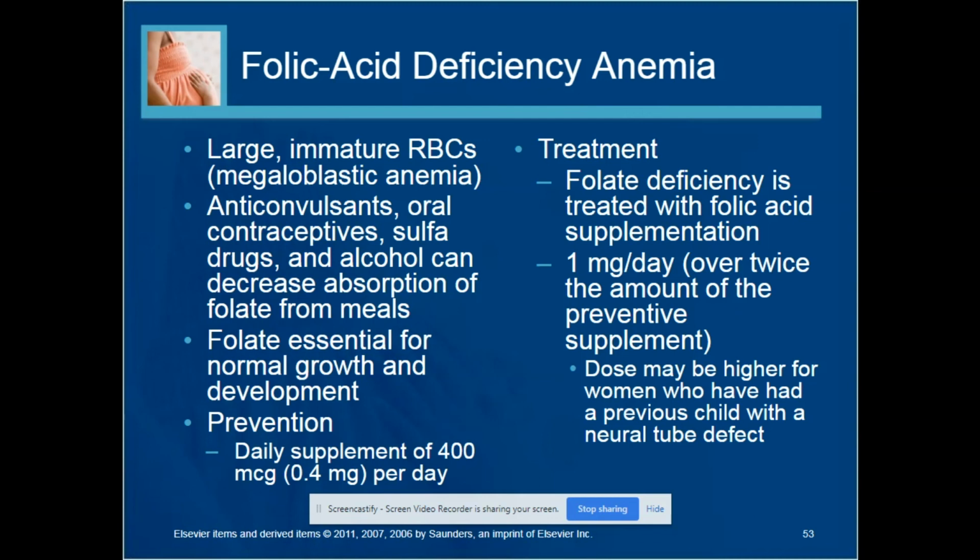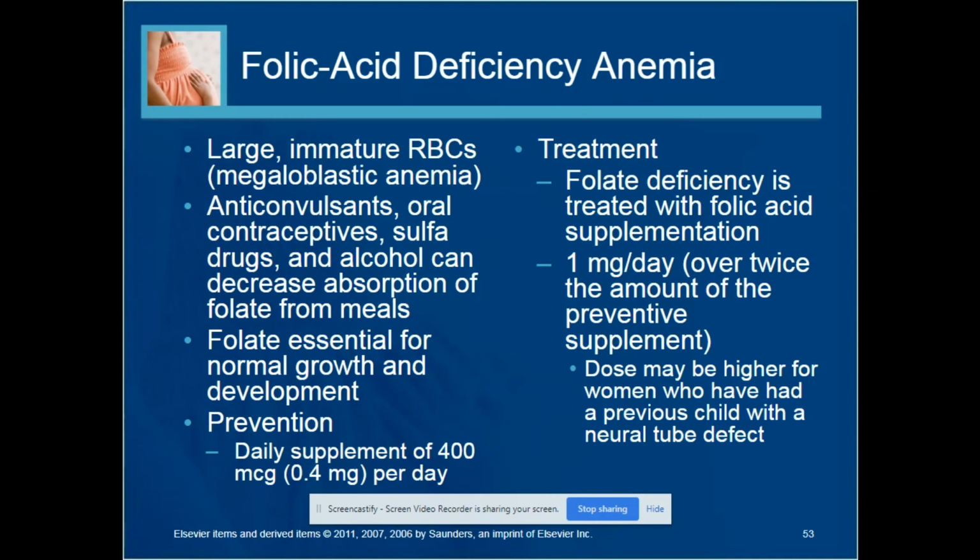Anticonvulsants, oral contraceptives, sulfa drugs, and alcohol can decrease the absorption of folate from their meals. So if they're on any of these or do any of these things, they're already at risk for folate deficiency. Folate is essential for normal growth and development of the baby. So remember that folic acid is going to prevent neural tube defects in your baby.